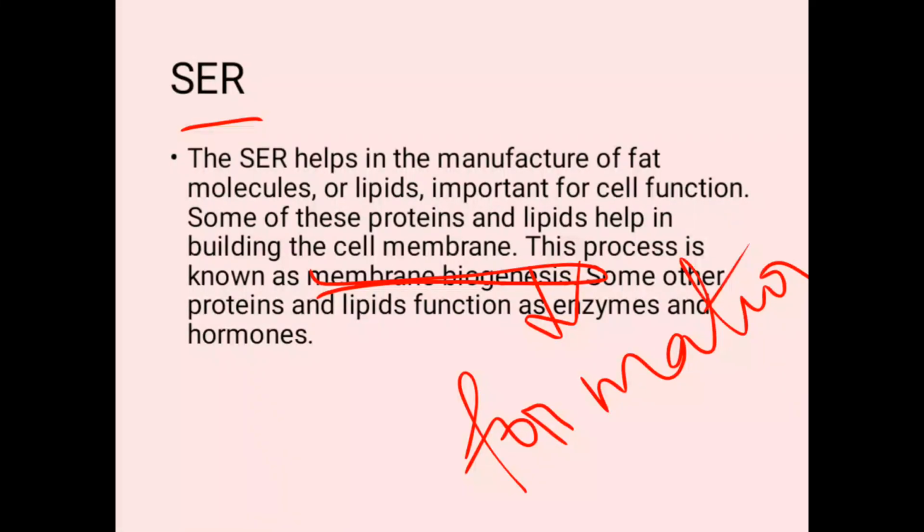So, formation of cell membrane. How is that possible? Because the cell membrane mostly has the components lipids and proteins. These lipids and proteins are produced by which cell organelle? Endoplasmic reticulum. So with the help of endoplasmic reticulum, we are getting the lipids and proteins. With the help of those lipids and proteins, again the cell membrane is produced. So that's why it is said to be membrane biogenesis.